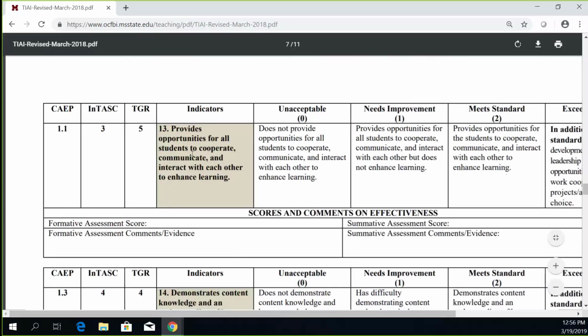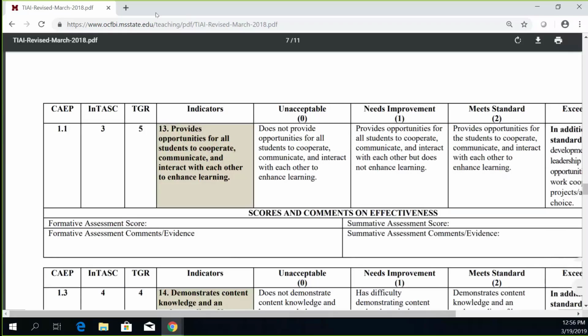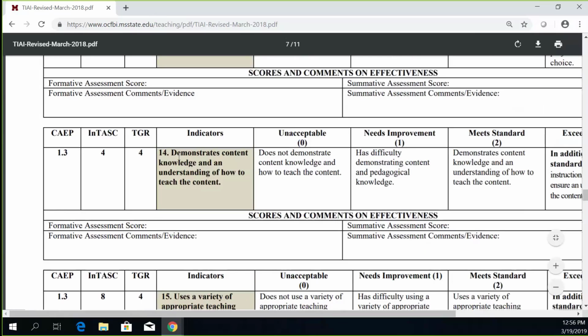Right? The students have opportunities to cooperate. In here, I'm not doing much because I have one student, and I don't want to punish one student for being here by himself and just keep bombarding you with questions, and that's not fair to you, obviously. Demonstrates content knowledge. All right, do you know what you're talking about?